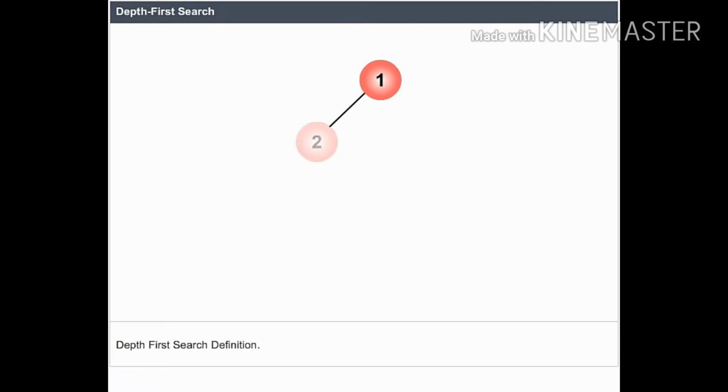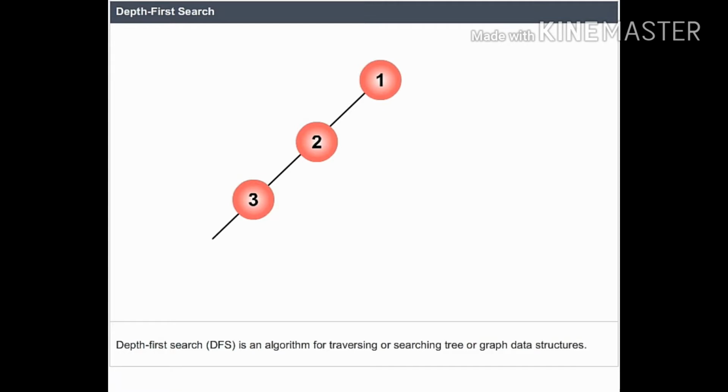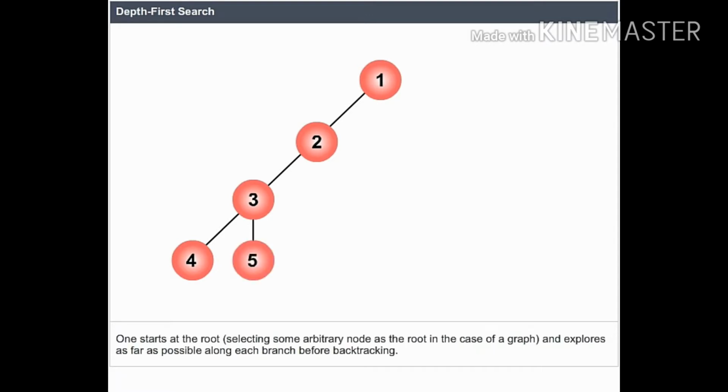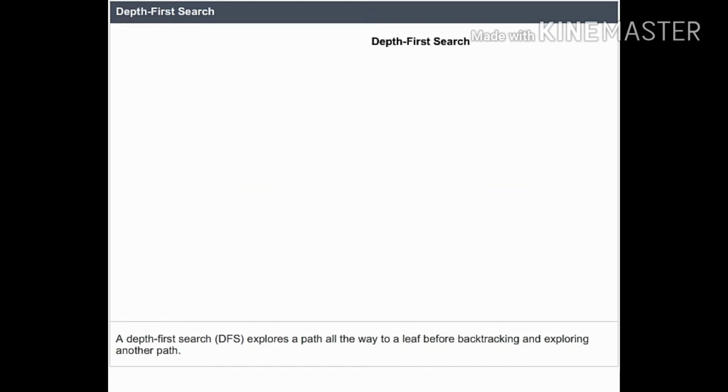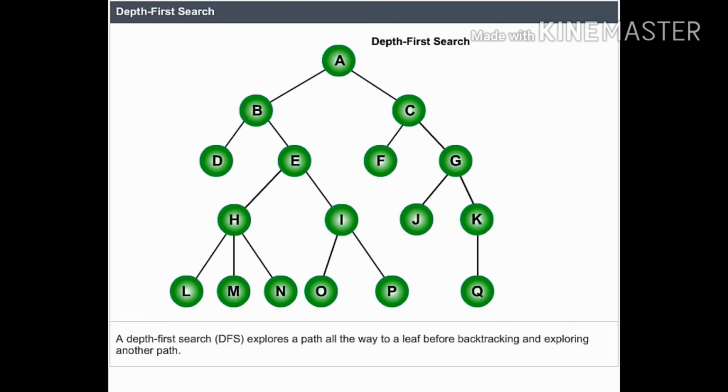Depth-first search. Depth-first search definition. Depth-first search (DFS) is an algorithm for traversing or searching tree or graph data structures. One starts at the root, selecting some arbitrary node as the root in the case of a graph, and explores as far as possible along each branch before backtracking. A depth-first search explores a path all the way to a leaf before backtracking and exploring another path.